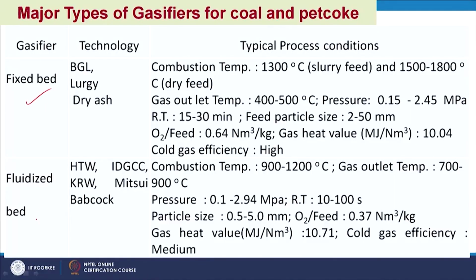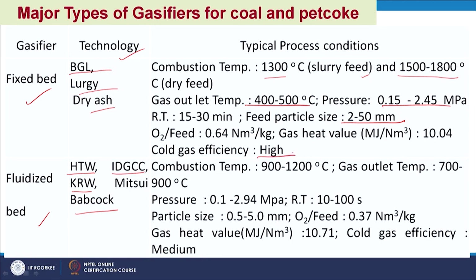Now, we will see the comparison of these types of gasifiers. Fixed bed, fluidized bed: these are the technology licensors, BGL, Lurgi, Dryas for the fixed bed, and KTW, IDGCC, KRW and Mitsui Babcock. Typical process conditions: the combustion temperature is 1300 degree centigrade for slurry feed, and if it is a dry feed then 1500 to 1800 degree centigrade, but the gas outlet temperature is less, 400 to 500 degree centigrade, and the pressure is this much, and particle size was already discussed.